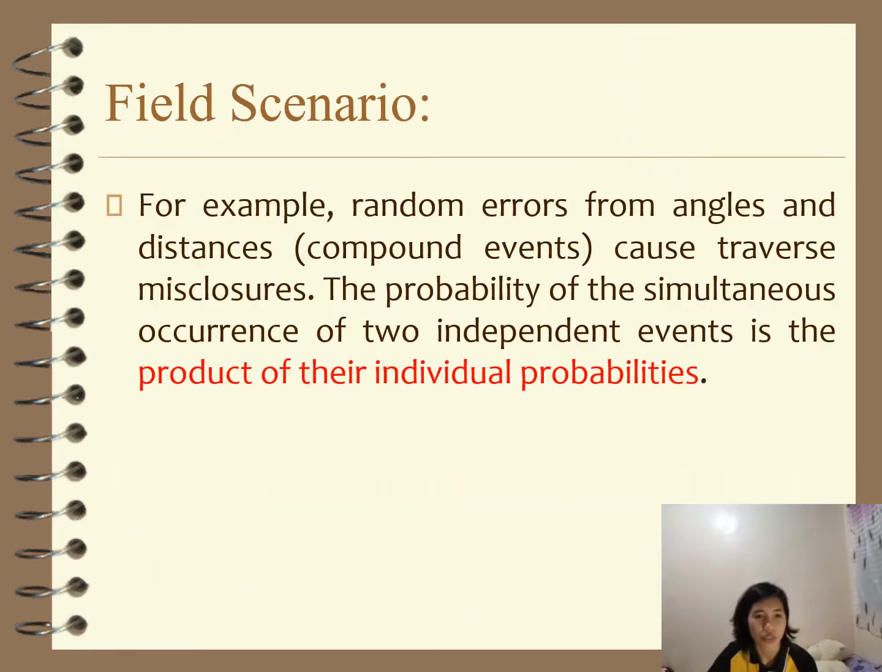Okay. So, for example, yung random error from angles and distance, so yung reading natin sa angle and distance means dalawang event na siya, a compound event. One event is the angle measurement and other event is the distance measurement. So, this causes reverse closure. So, the probability of the simultaneous occurrence of two independent events is the product of their individual probabilities.